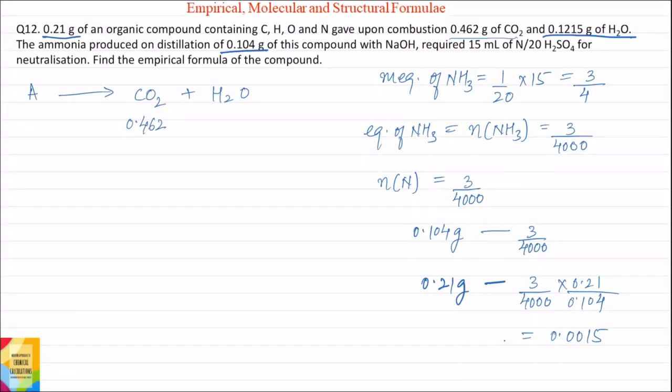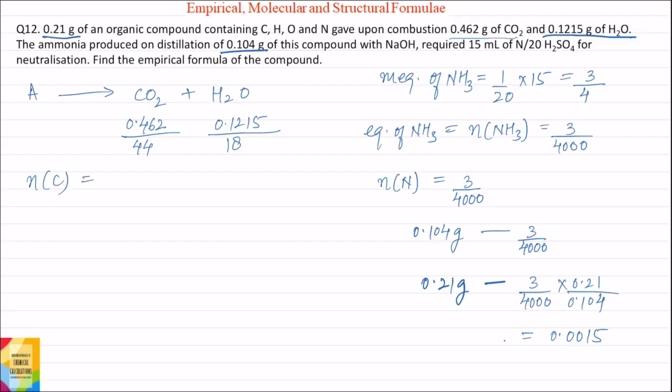0.462 ग्राम. डिवाइड कर देंगे इसको मॉलिक्यूलर वेट ऑफ कार्बन डाइऑक्साइड से, दैट इज 44, एंड वी विल गेट मोल्स ऑफ कार्बन डाइऑक्साइड. और वाटर कितना है? वाटर है 0.1215 ग्राम. इसको भी डिवाइड कर देंगे मॉलिक्यूलर वेट ऑफ वाटर से, दैट इज 18, तो मिल जाएगा मोल्स ऑफ वाटर.